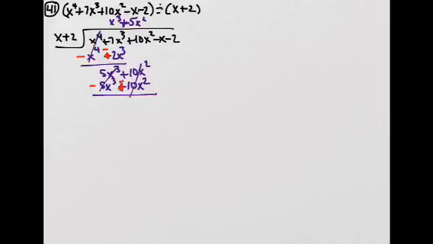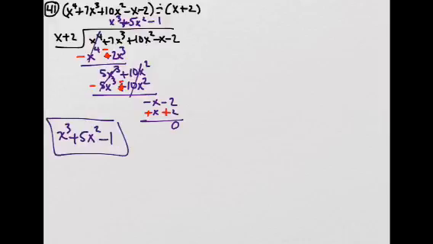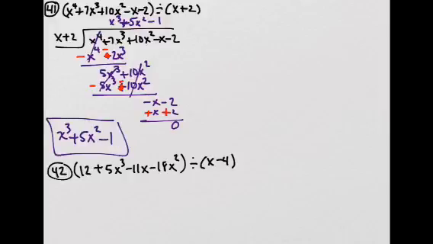So then I bring down the next two terms because I don't have any left here, so I bring down negative x minus 2. And then something times x gives you negative x, so that would be negative 1. So negative x minus 2. And then you add the opposite, and you get 0. The remainder is 0. So the answer is x to the third plus 5x squared minus 1. That's the quotient.